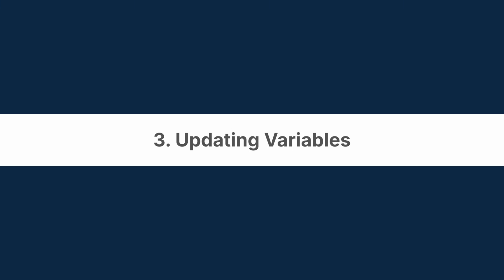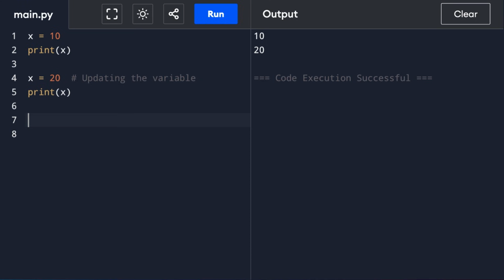3. Updating variables. A variable in Python can be updated at any time by assigning it a new value. Since Python is dynamically typed, variables do not have a fixed type and can store different values throughout a program. First, x is assigned the value 10. Later, x is updated to 20. The old value 10 is replaced and x now stores 20.